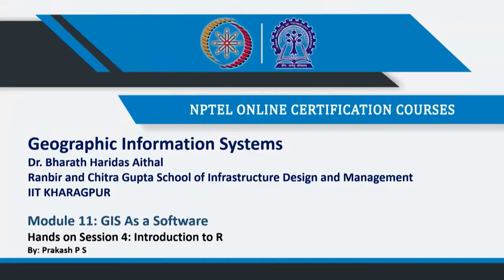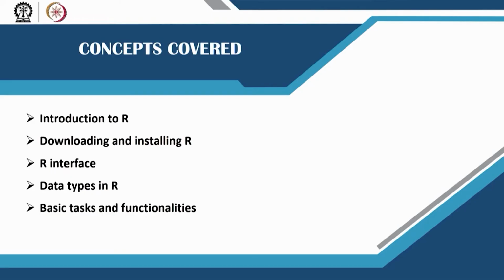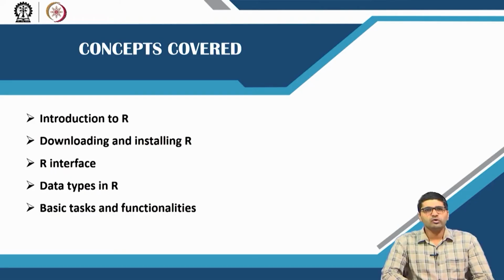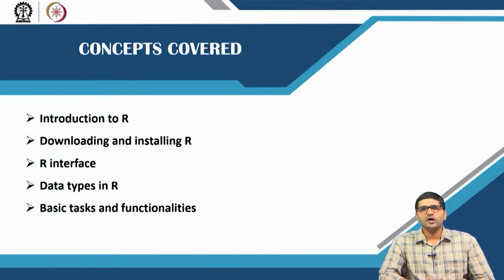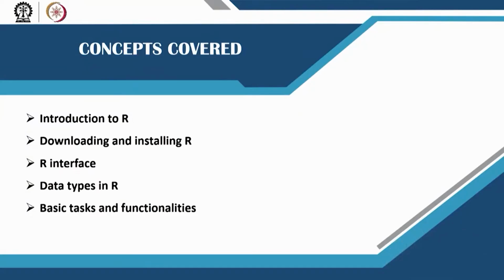Welcome back to the course on Geographic Information System. So, this is module 11, GIS as a software, and in this hands-on session we are going to look at the introduction to R software. The concepts covered in these sessions are an introduction to R and how to download and install R software, and we will see the R interface, different data types in R, and basic functionalities which can be performed using R software.